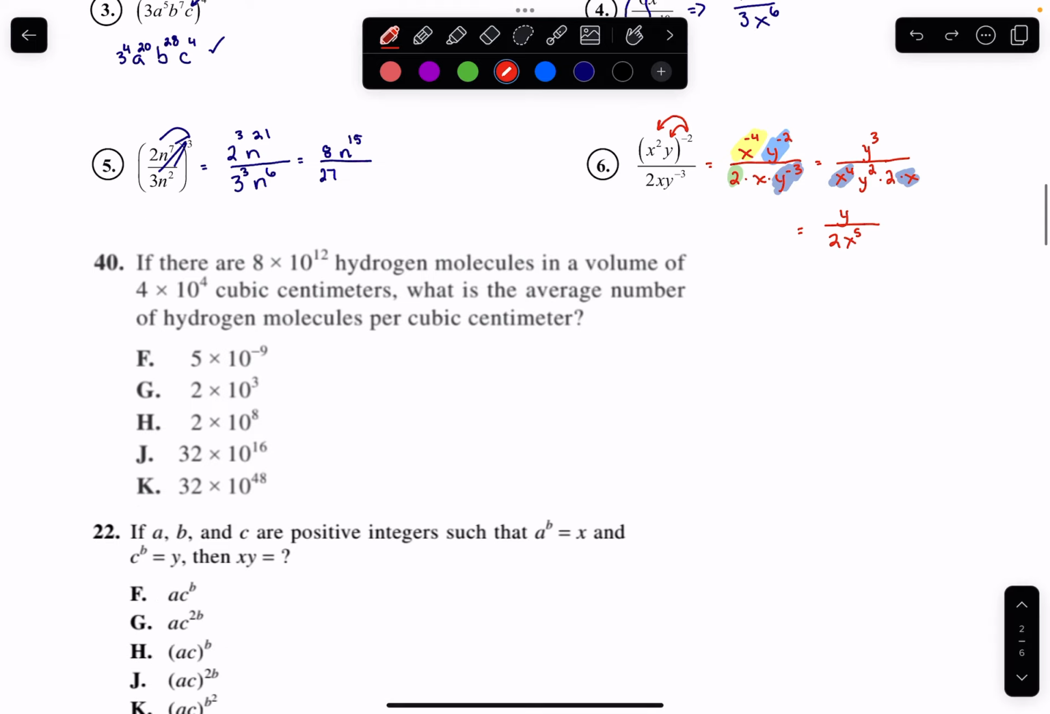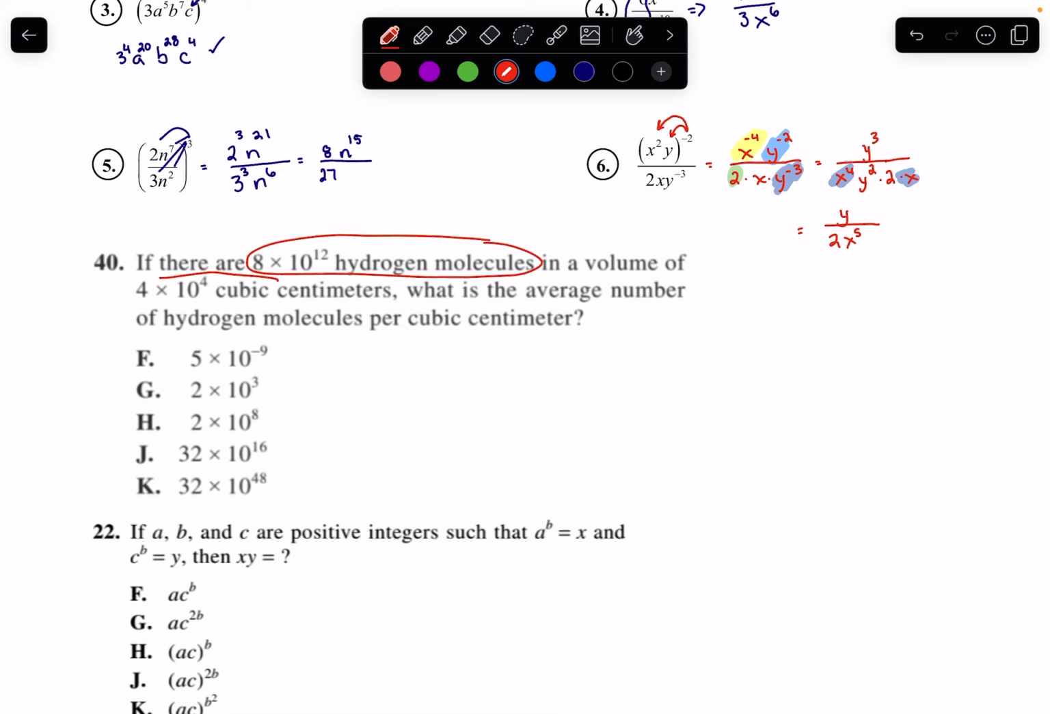Let's do a couple story problems. There are 8 times 10 to the 12th hydrogen molecules. So these are molecules in a volume of 4 times 10 to the 4th centimeters. What's the average number of hydrogen molecules per cubic centimeter? So I see a key word right there, per. In math, that means divide. So what this is asking me to do is take the hydrogen molecules and divide the cubic centimeters.